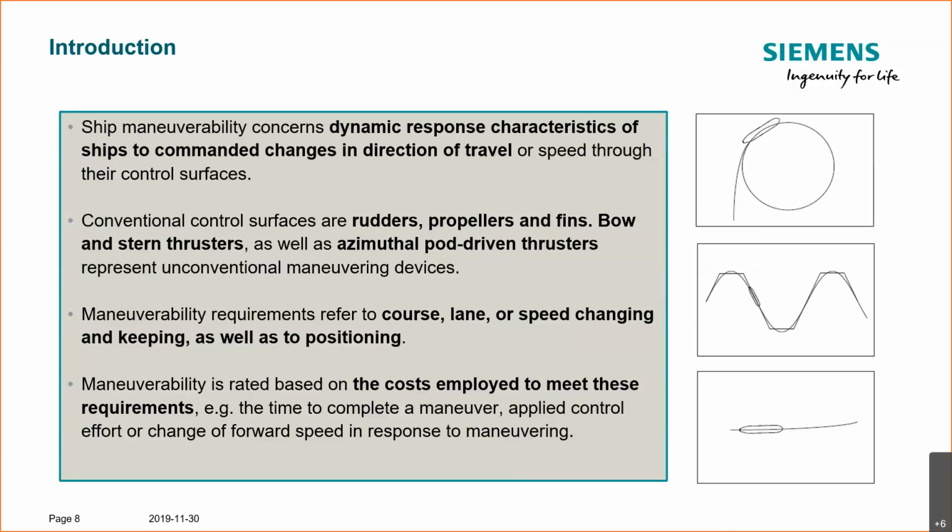Let's quickly recap what maneuverability analysis really concerns. So by ship maneuverability, we refer to the dynamic response characteristics of a ship to commanded changes in direction of travel or speed through their control surfaces. Conventional control surfaces would be rudders, propellers, and fins. Bow and stern thrusters, as well as pod-driven thrusters, would represent unconventional maneuvering devices.